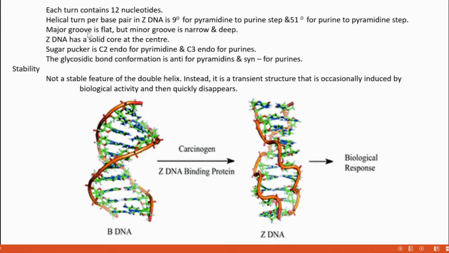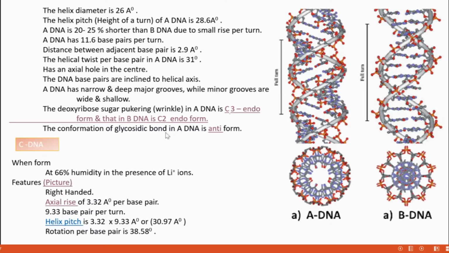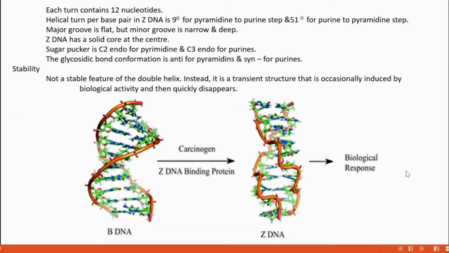And in the case of zDNA, the major groove is more flat, but the minor groove is narrow and deep. DNA has a solid core. It's not a hollow core. I will show you that. Similar to something like this, DNA also has a solid core in the center.